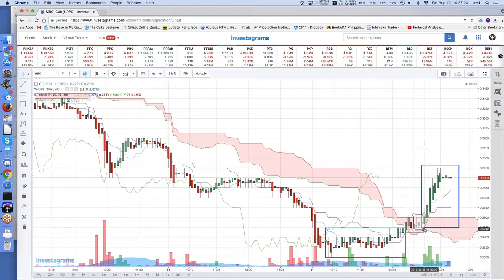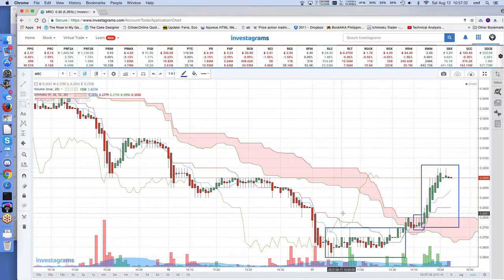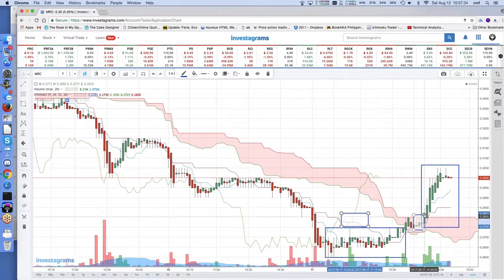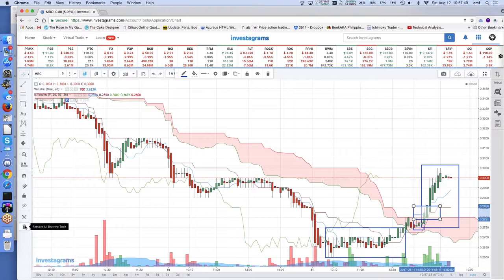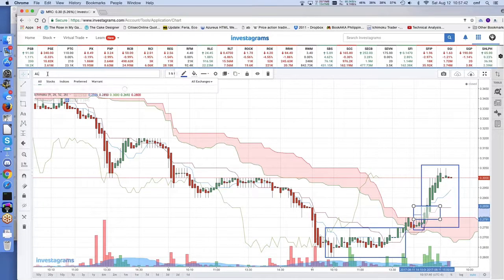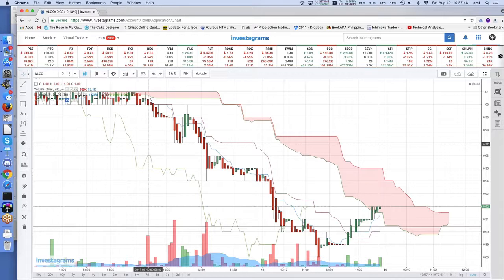Tenkan-sen crossover, Kijun-sen crossover, Chikou span breakout at this area, confirmed by the Heikin Ashi candlesticks, and then a Kumo breakout at this area. I would like to show you Alco. What do you see in the 5-minute chart for Alco?